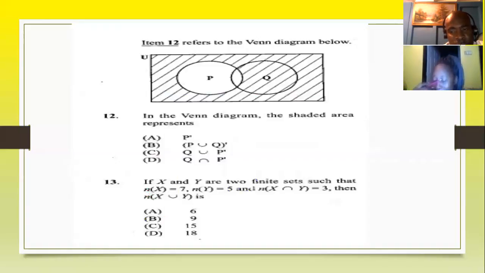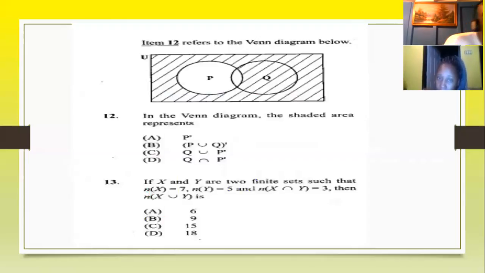I'm going to try to put it down. Just put it on your seat. P is, so it's not a complement of. Complement of, exactly. In the Venn diagram, the shaded area represents what? Then the shaded area represents P complement. True. The shaded area represents P complement, right? True. Good.